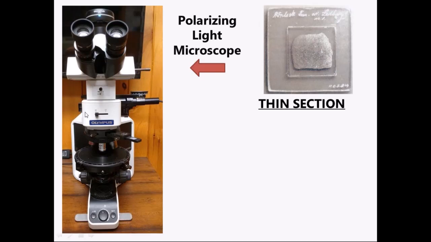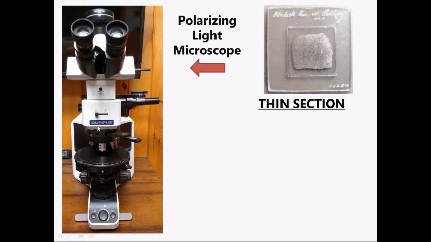The polarizing light microscope requires the use of thin sections, and a thin section is essentially a glass microscope slide with a thin slice of sample, in this case concrete, that's glued to the top of the slide. And our thin section is then placed on top of the stage and analyzed that way.